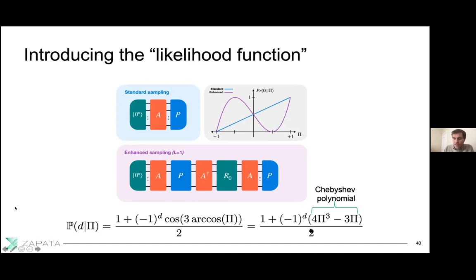Maybe I'll point out that the form of this likelihood function is what's called a Chebyshev polynomial. These show up in the Grover algorithm and many modern quantum algorithms. And it's from the use of these Grover iterates. And so we refer to this as the Chebyshev likelihood function.